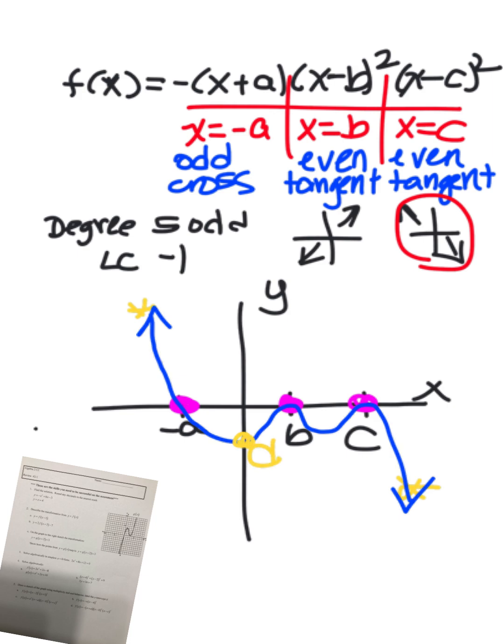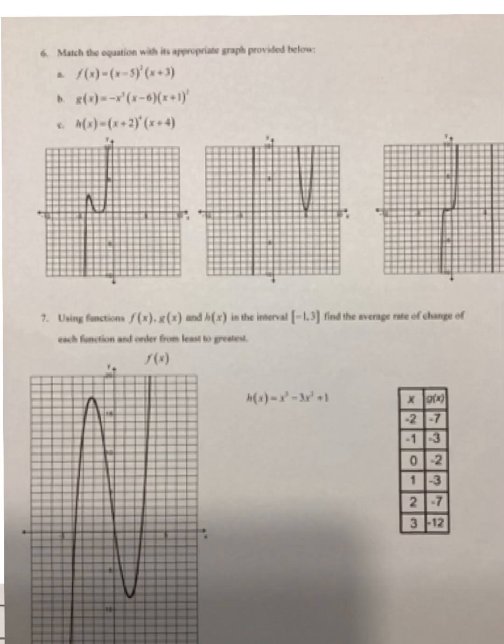All right, let's take a look at number 6. Okay, so number 6 is just matching. It's match the equation to the appropriate graph. So we just have to match these. Now, you can use the multiplicity. You could just plug them into the calculator. I would just plug them into the calculator. So plug A into y equals in the calculator. Just look at the graph and see which one it matches up to.